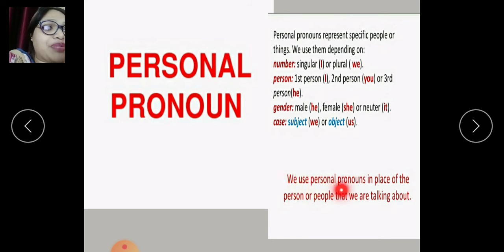We use personal pronouns in place of the person or people that we are talking about. So personal pronouns are used in the case of people or person we are talking about. If it's a male gender we use he, if it's a female gender we use she.